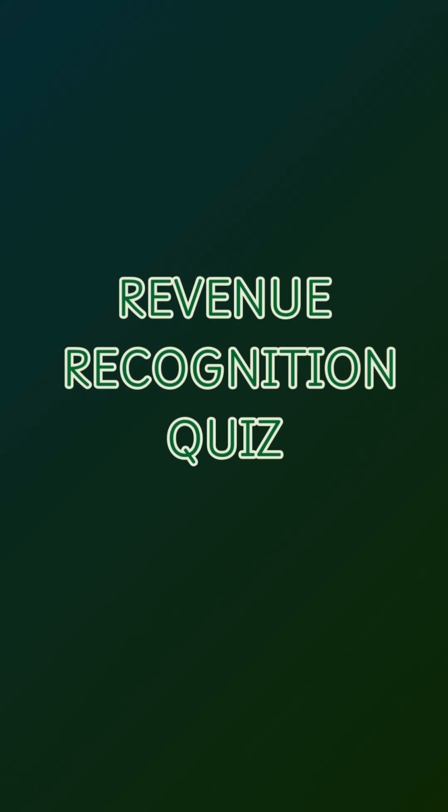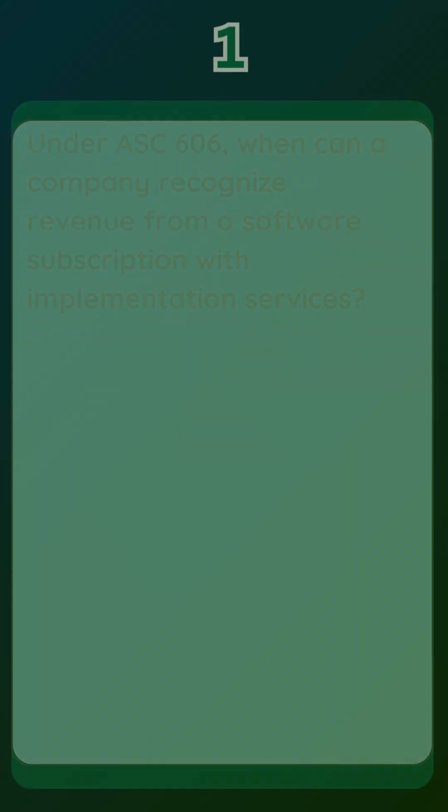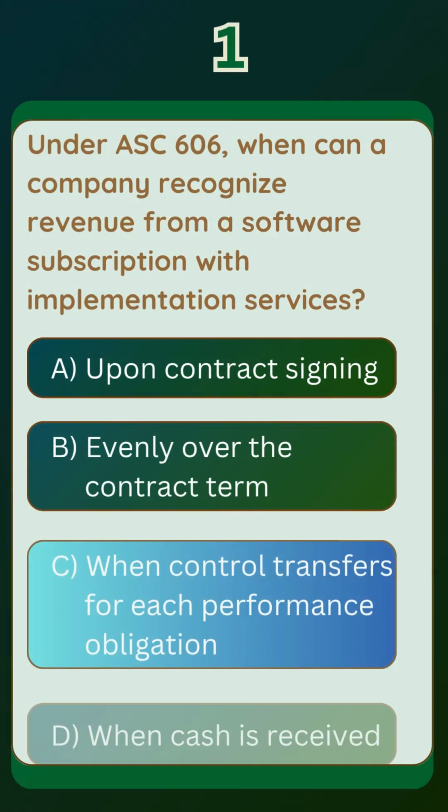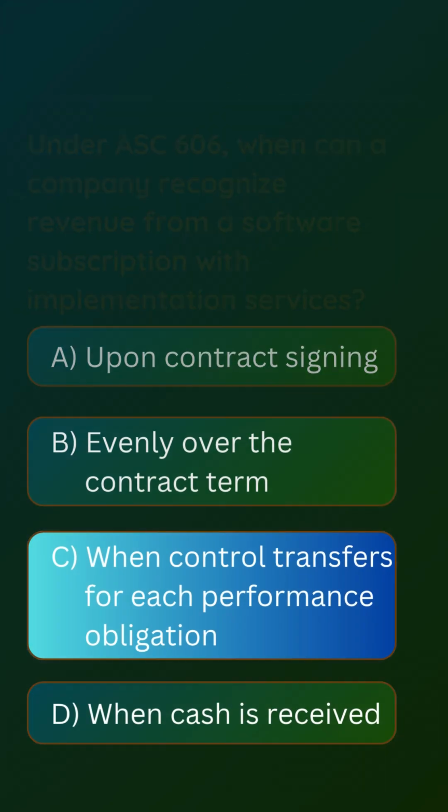Today's quiz is about revenue recognition. Question 1. Under ASC 606, when can a company recognize revenue from a software subscription with implementation services? Correct answer is option C.